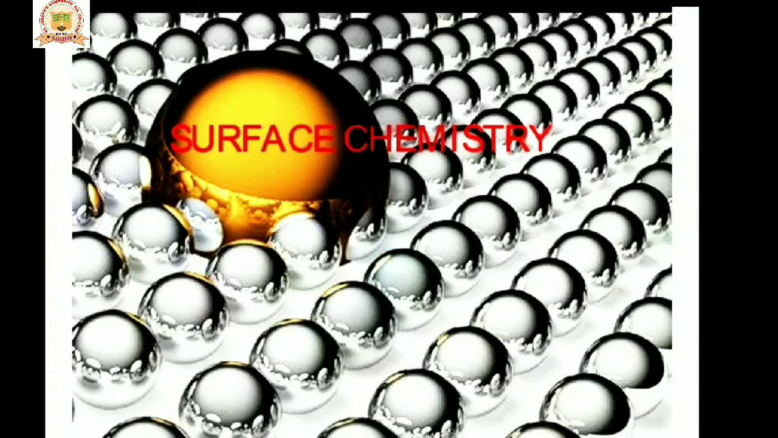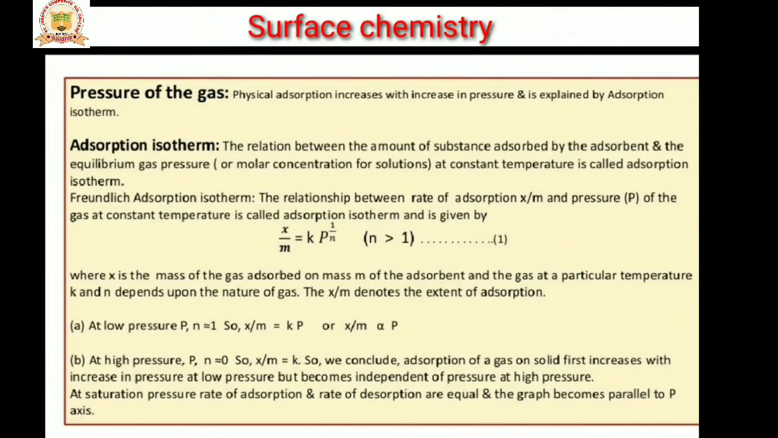My dear students, in this video lesson we are going to discuss the surface chemistry topic, the adsorption isotherm. Adsorption isotherm means it is a relationship between the amount of the substance adsorbed by the adsorbent and the equilibrium gas pressure at constant temperature. This is proposed by the scientist Freundlich, so the name is Freundlich adsorption isotherm.